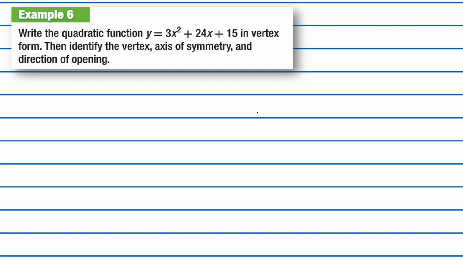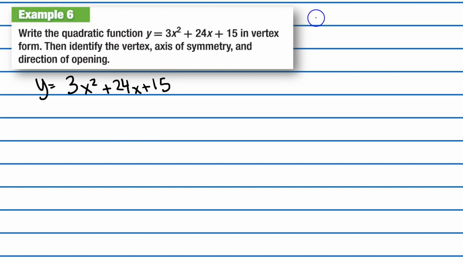Alright, so now let's go ahead and try an example. We want to write the quadratic function y equals 3x squared plus 24x plus 15 in vertex form. Identify the vertex, axis of symmetry, and the dilation, and the direction of opening. So first, let's go ahead and write down our problem. y equals 3x squared plus 24x plus 15.